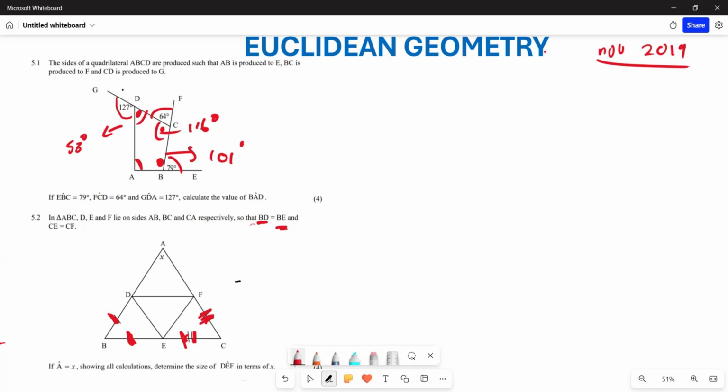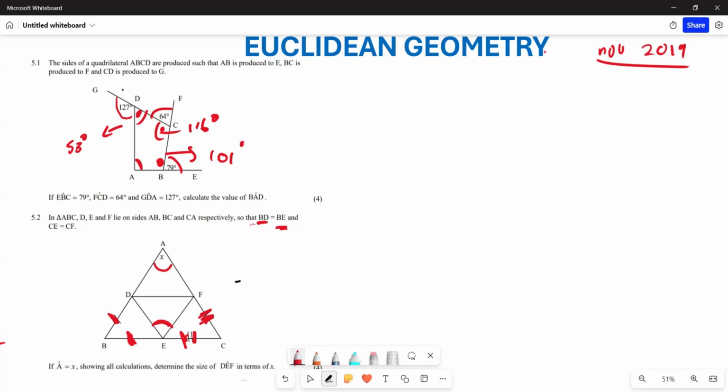Now they say show all calculation and determine the value of angle DEF in terms of x. So they want you to find out what is going to be your angle DEF, this one here, in terms of x. How can we go about solving this?